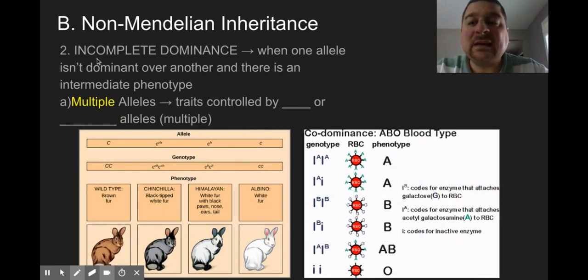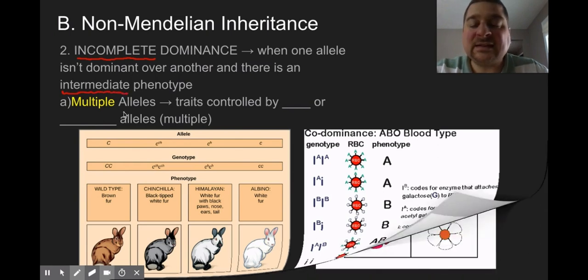Another example is incomplete dominance. This is where one allele is not completely dominant over another, so you get an intermediate or blended phenotype.